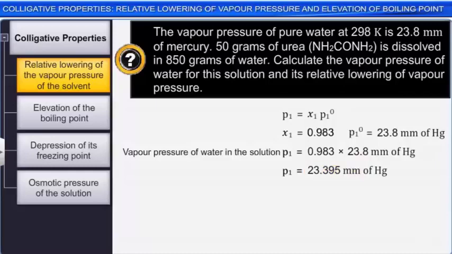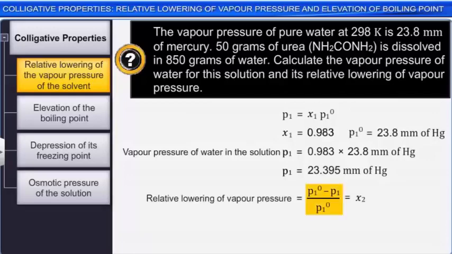Relative lowering can be calculated using the expression derived earlier. Substituting for P1 naught in the expression, and on solving, we get the relative lowering in vapor pressure as 0.017, which is the same as the mole fraction of the solute. That is, 1 minus 0.983 is equal to 0.017.